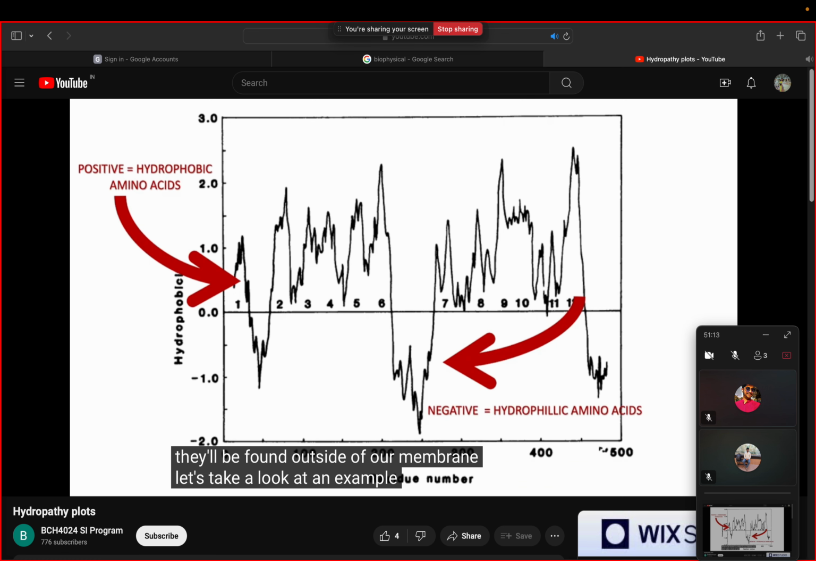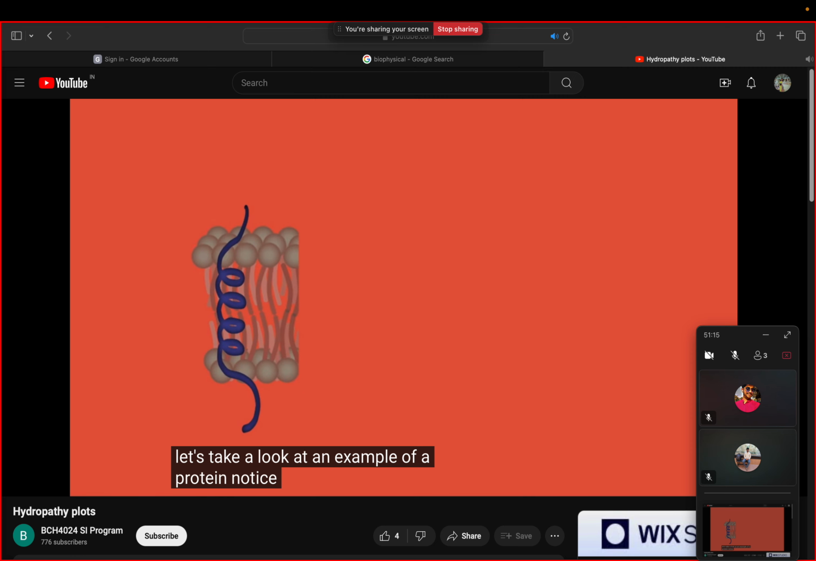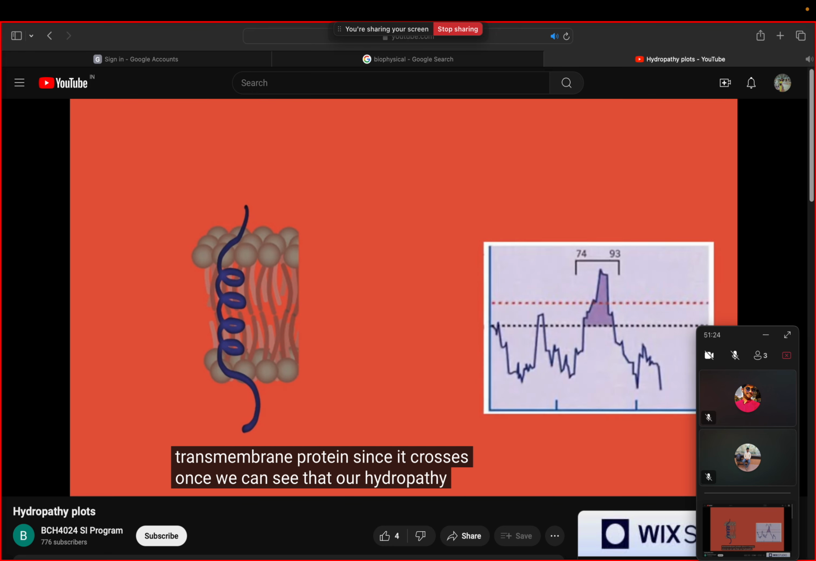Let's take a look at an example of a protein. Notice how this protein crosses our membrane once, so it's a transmembrane protein. Since it crosses once, we can see that our hydropathy plot would look something like this. Notice how there is one positive peak. Again, notice how it crosses once.